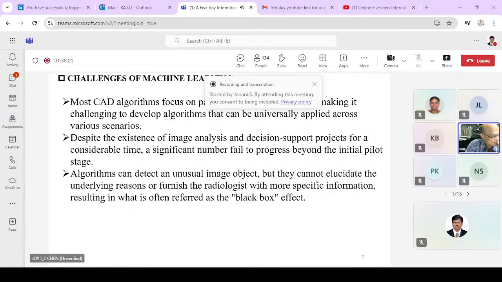And next, despite the existence of image analysis and decision support projects for a considerable time, a significant number failed to progress beyond the initial pilot stage. And the next, algorithms can detect unusual image objects, but they lack the ability to elucidate the underlying reasons or furnish radiologists with more specific information, resulting in what is often referred to as the black box effect.